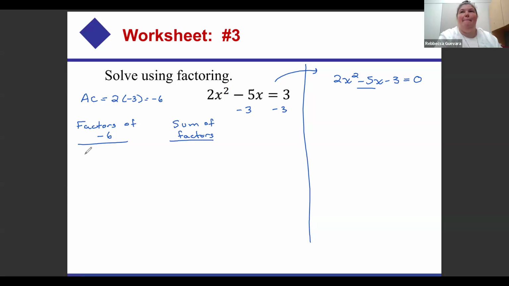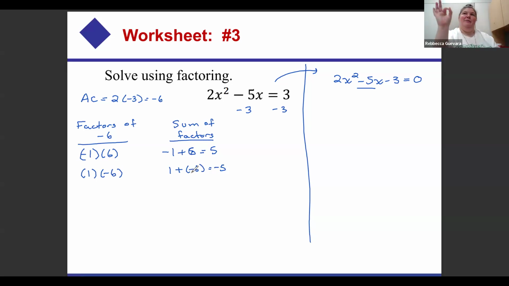So an obvious choice here would be a negative 1 times 6, because if we add those together, we're almost there. Oh, it's a positive. So let's try it this way. Well, it's a positive 1 and a negative 6. Now we get negative 5.